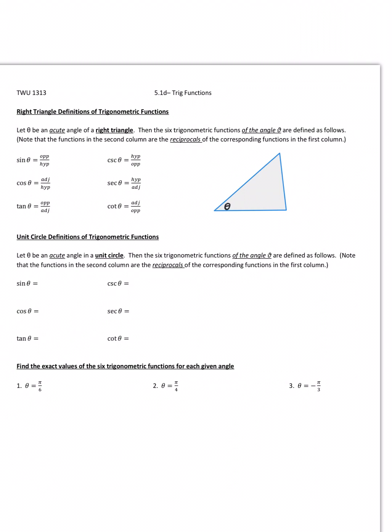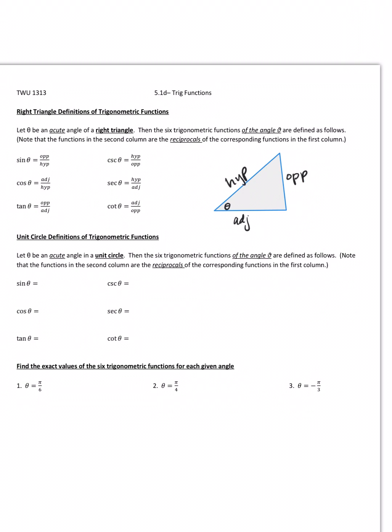So the side directly opposite theta is the opposite side. The side touching theta that is not the hypotenuse is the adjacent side length. And of course, the hypotenuse is right here. So we have our ratios. Sine is opposite over hypotenuse. Cosine is adjacent over hypotenuse. And then tangent is opposite over adjacent.